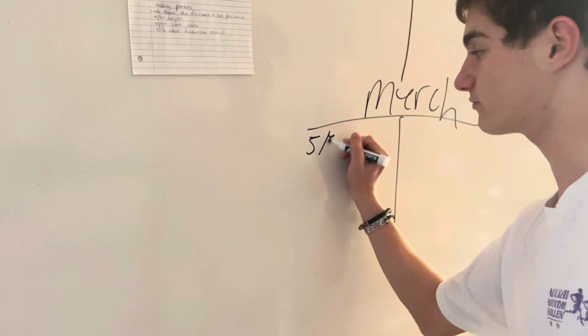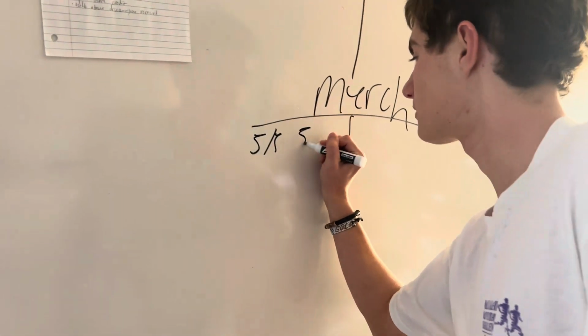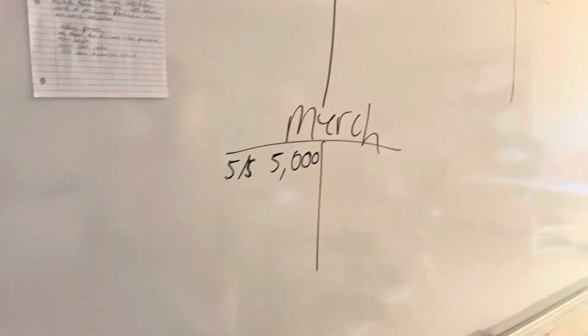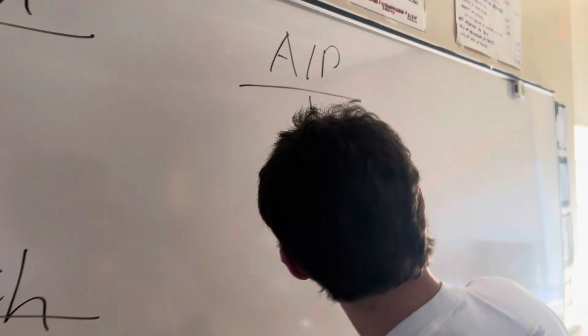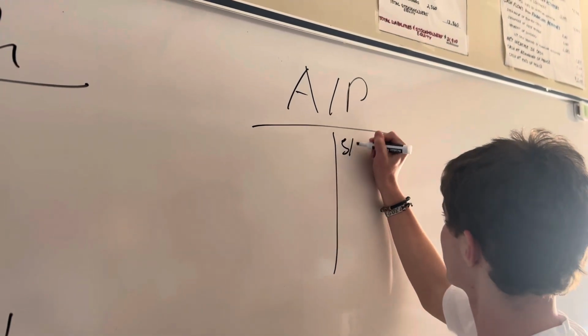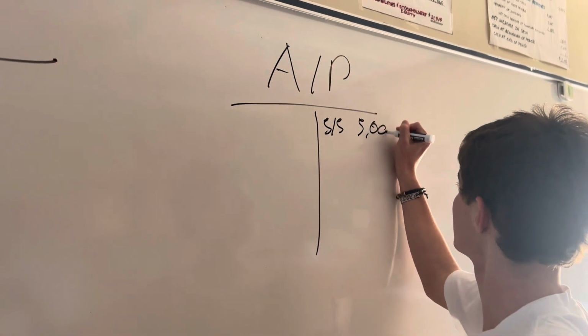Make sure you write the date, 5/5. The date's very important to make sure you stay tidy. So 5,000 there. And then on the credit side over here, to show that we owe this, we would write 5/5 again, and then 5,000 again.